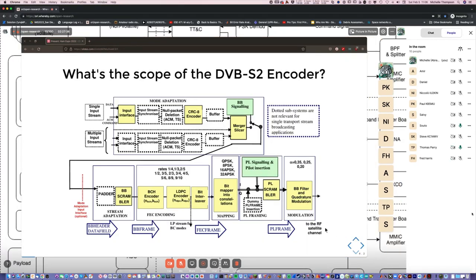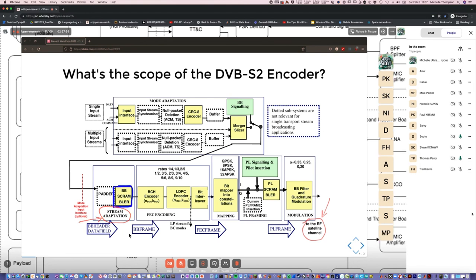So I'm going to start with this diagram as it appears in the spec. I'm going to start with the RF side here. Essentially everything to the right of this is platform dependent, so it's out of the scope. The current implementation starts with the stream adaptation here. So the scope of the encoder as of today is the baseband scrambler, FEC encoding, bit mapping, physical layer framing, and modulation. Right now, we don't have padder or physical layer signaling or pilot insertion, but we do plan to add those as well.